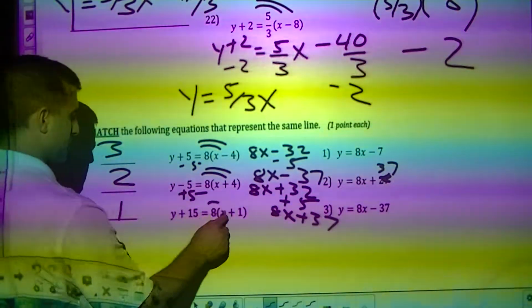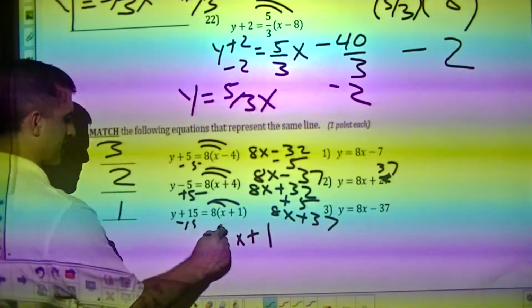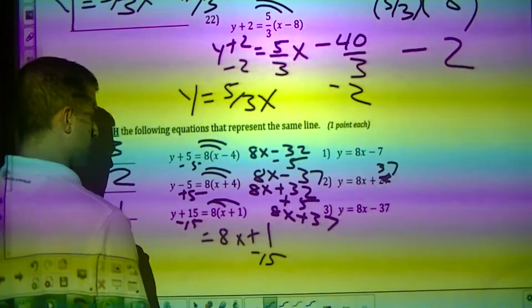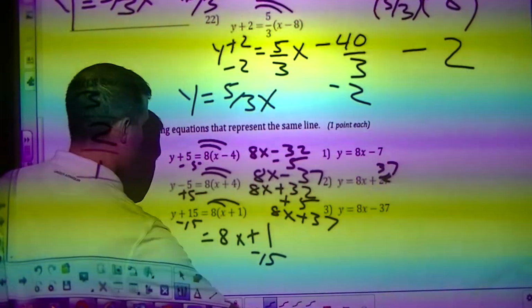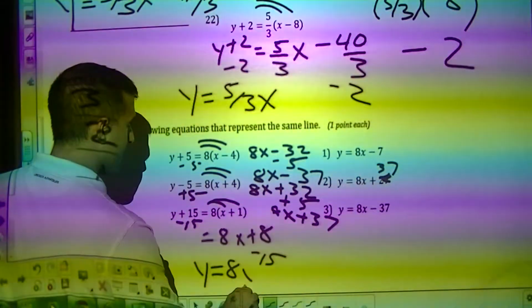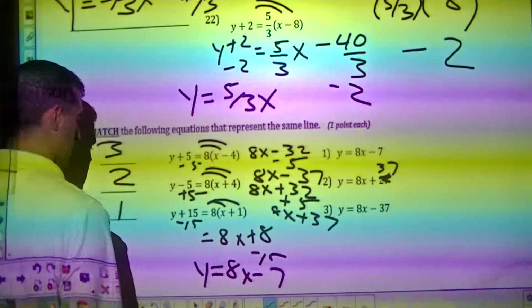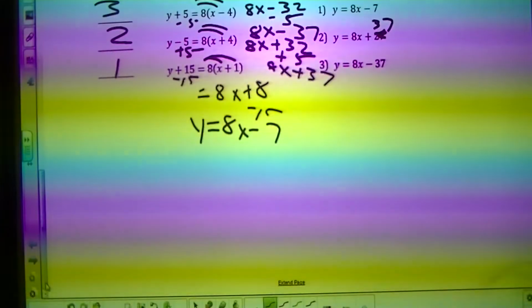And you can see that by doing 8x plus 1. I would be subtracting 15. Oh, I'm sorry, 8x plus 8. Made a mistake there. That's going to be 8x minus 7. Okay, which is 1 obviously.